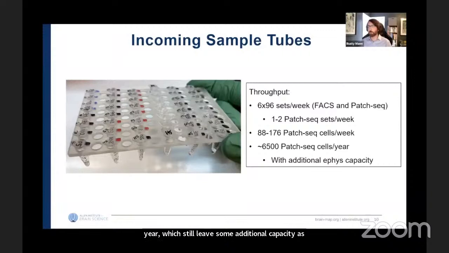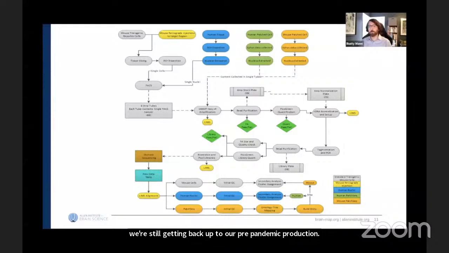So here we see the flow chart for the RNA-seq lab. As you can see, it's quite involved with a lot of steps, but I'll summarize the relevant parts here in a moment. So this process was first established for FACS and dissociated cells prior to establishing the patch-seq process a few years later. And the whole thing takes about 5 weeks to get from when we initially collect patch-seq data to the point where we have the RNA-seq data back.